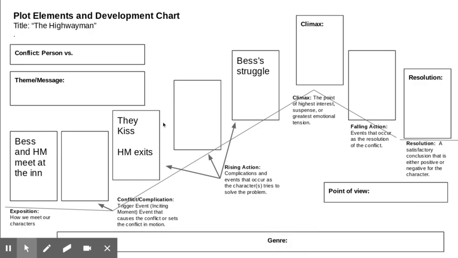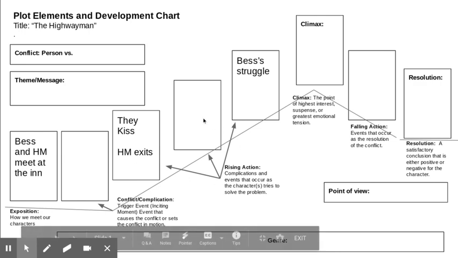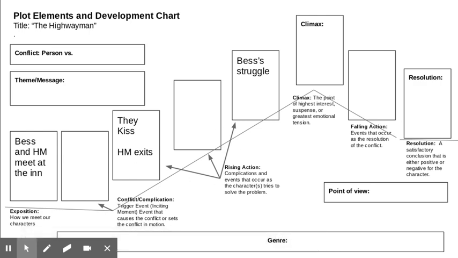Well, they have their conversation, they kiss, and then I'm just going to abbreviate Highwayman to HM. The Highwayman exits. After that, what happens? Doom, doom, doom. The last piece of rising action before we reach the big climactic moment is Bess's struggle, right? She's bound, she's tied, she's reaching for that trigger.